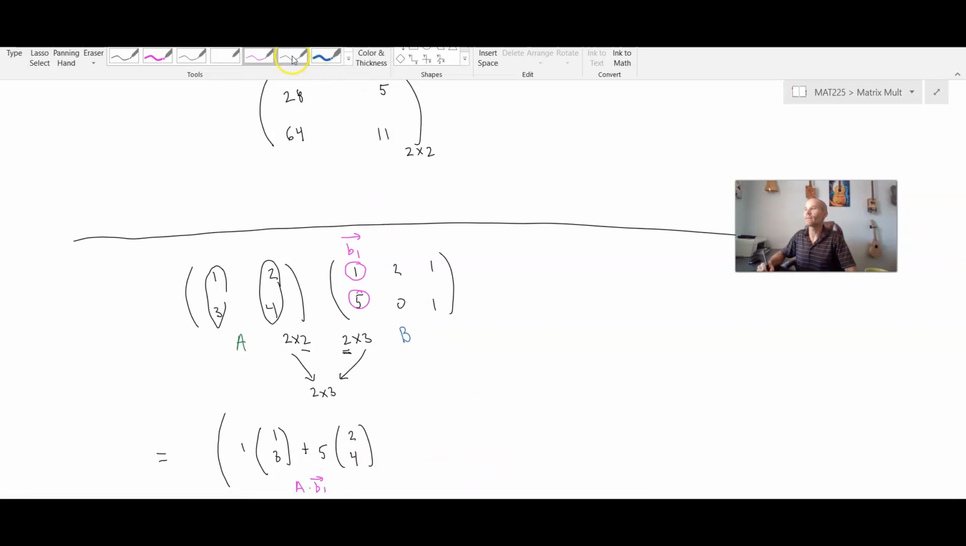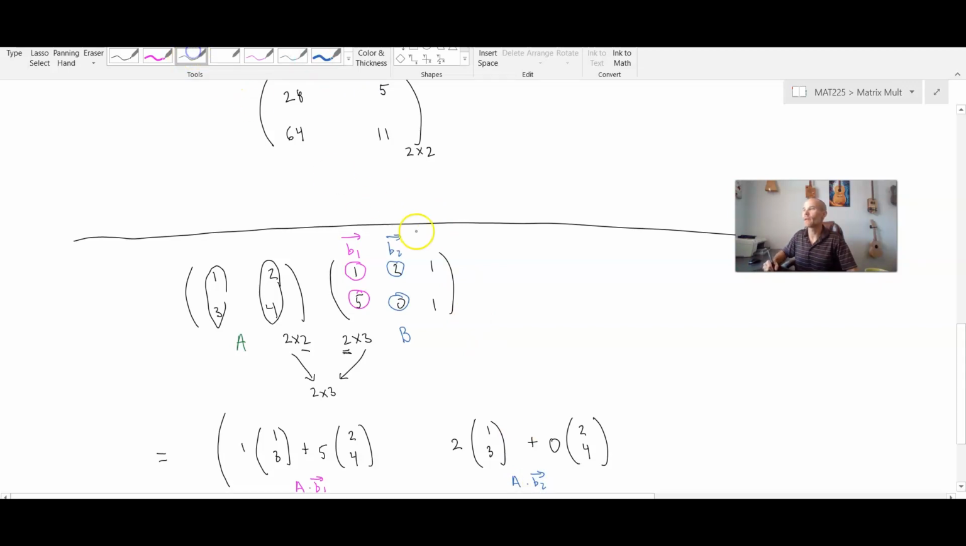Now we'll do the same thing for B2. We'll call this B2. And now we're going to take this element times the first column of A, and this element times the second column of A, and we're going to add those results together. So I'm going to leave myself enough space here. So it's going to be 2 times the column 1, 3, plus 0 times the column 2, 4. And what I've just formed here is the product between A and B2.